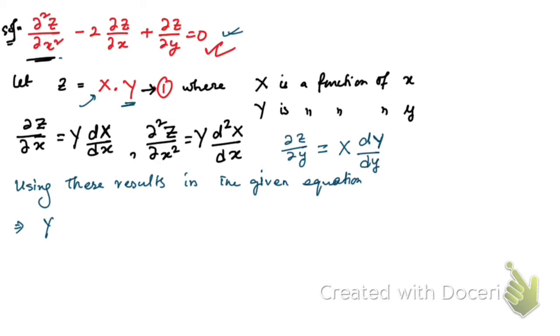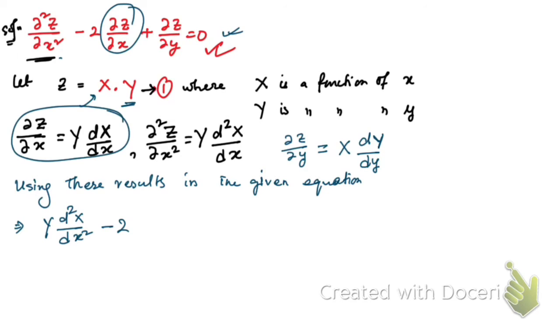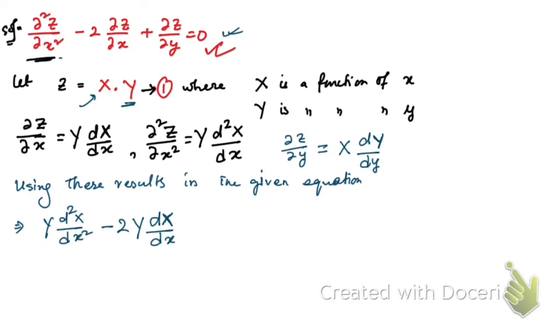Here you see capital Y times the second order derivative of capital X with respect to small x, right? Then minus 2, this should be replaced by this result, right? And if you do so, then what you will get is capital Y dX by dx, that is, d capital X by d small x, then plus, and the last term should be replaced by this result, so you have capital X dY by d small y is equal to 0. That's what we're going to have, right?